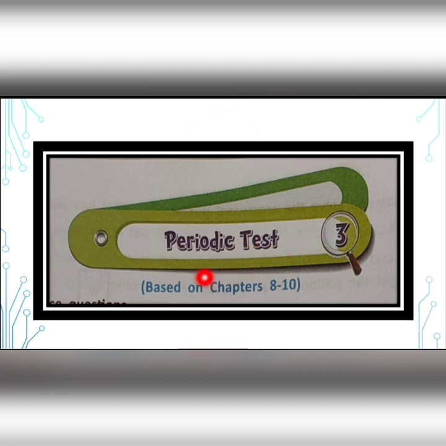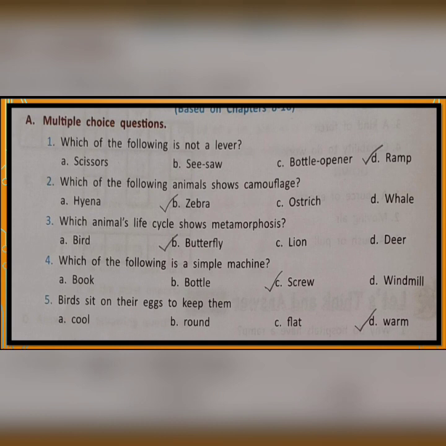periodic test 3. These questions are based on chapters 8, 9 and 10, and it is given just before chapter number 11. So let us first discuss the answer of question A. It is a multiple choice question. There are a total of 5 questions. We will discuss them one by one, and you have to put a tick mark in your book using a pencil.